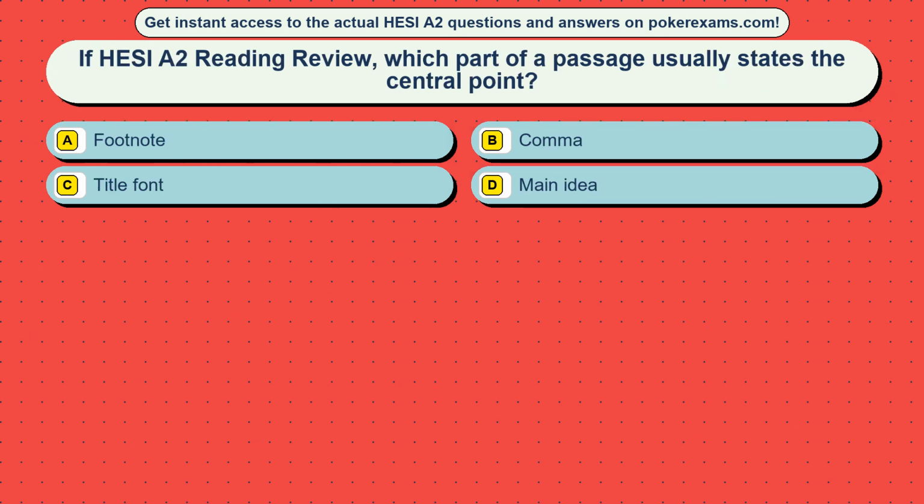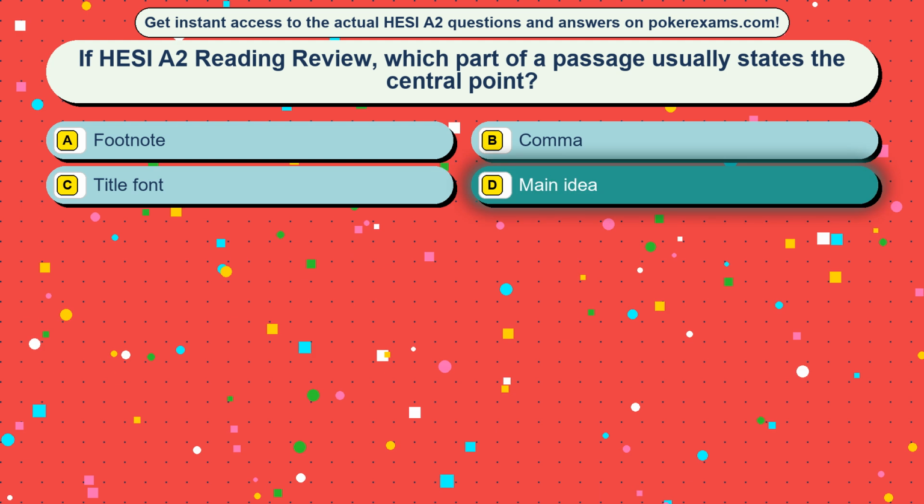Question 30. If HESI A2 reading review, which part of a passage usually states the central point? Option A, footnote. Option B, comma. Option C, title font. Option D, main idea. The correct answer is option D, main idea.